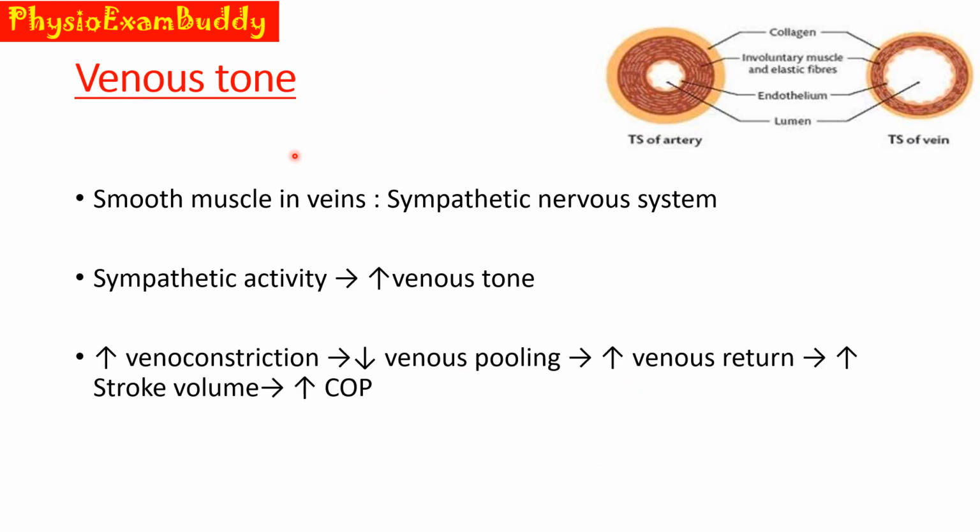Third factor is the venous tone. The walls of our veins are made up of smooth muscles, and they get innervation from our sympathetic nervous system. During sympathetic activity, there is an increase in the venous tone, or contraction of the smooth muscles. Because of the increase in venoconstriction, there will be a decrease in the pooling of the blood in the veins in the lower limb. So it actually increases the venous return, and there will be an increase in the stroke volume and thereby the cardiac output.